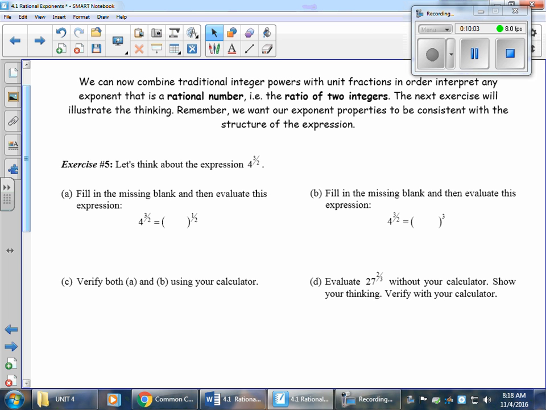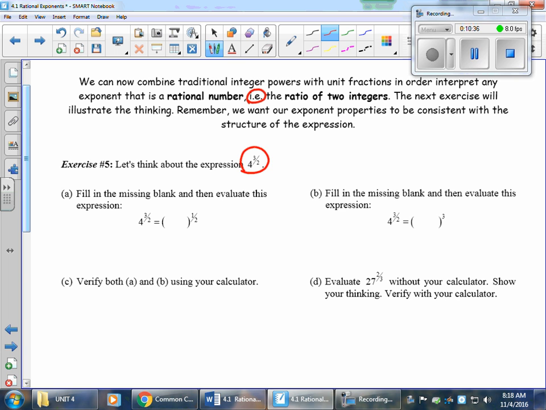Up here I write i.e., in case you don't understand that, that's a Latin representation of in other words. In other words, the ratio of two numbers. The next exercise will illustrate the thinking. Remember, we want our exponent properties to be consistent with the structure of the expression. So let's take a look at exercise 5. Let's think about the expression 4 raised to the 3 over 2. So fill in the missing blank and then evaluate this expression.